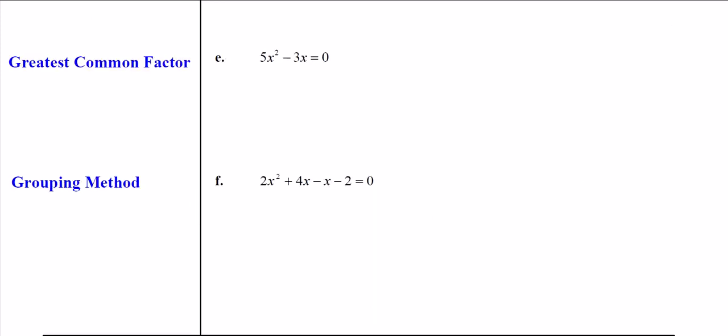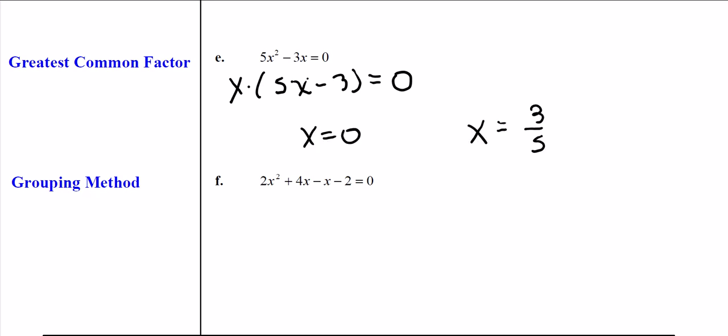For part E, we're not going to move things over because I have too many x's, right? I have an x in this term and I have an x in this term. So we're going to have to pull out a greatest common factor. And we get this. And if we separate and solve, you're going to get these two answers for this quadratic.